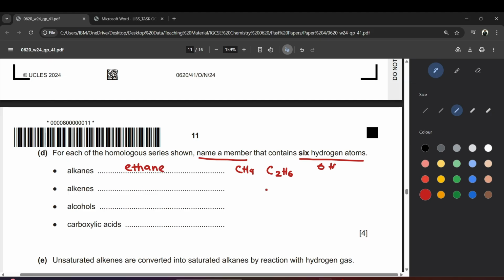For alkenes, we know that in alkenes we have CnH2n. That's the general formula, right? So that means this would be C3H6. So you have six hydrogen atoms in propene.